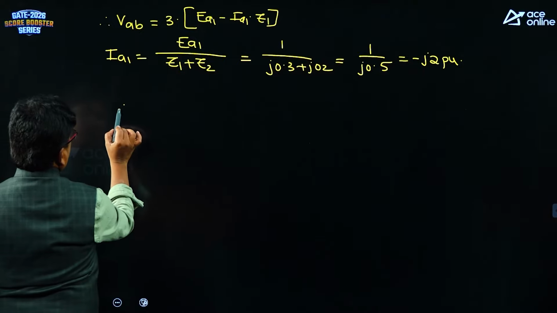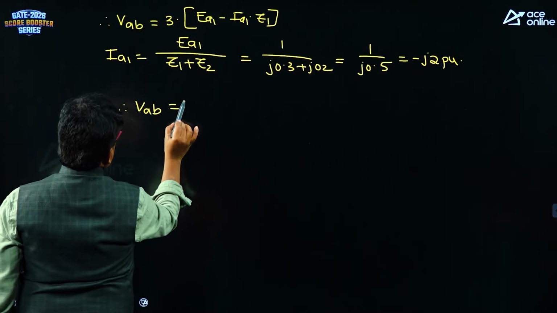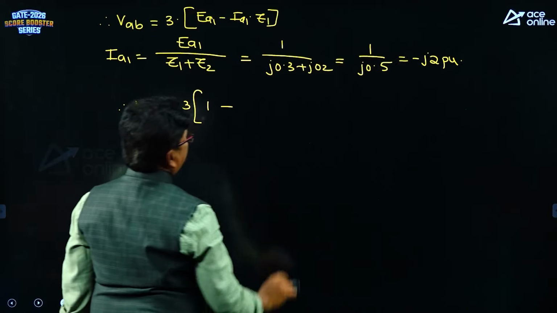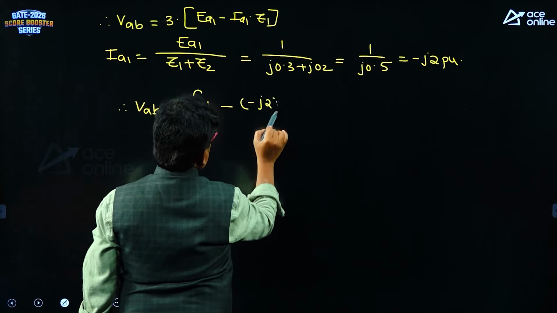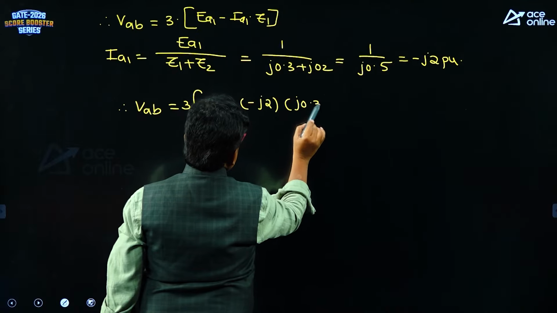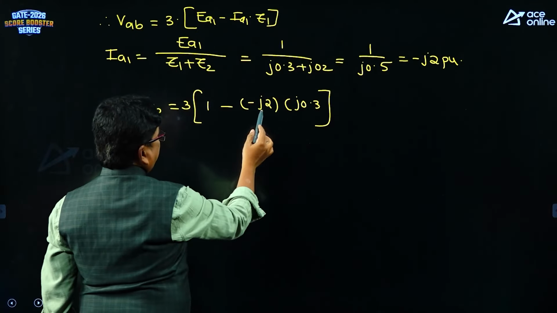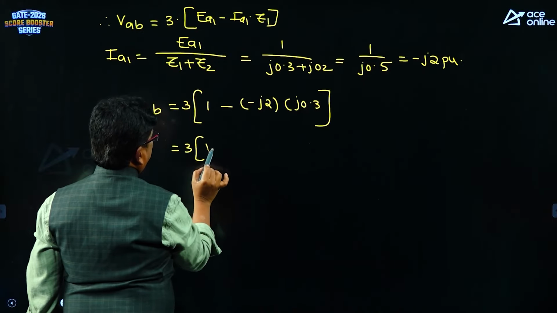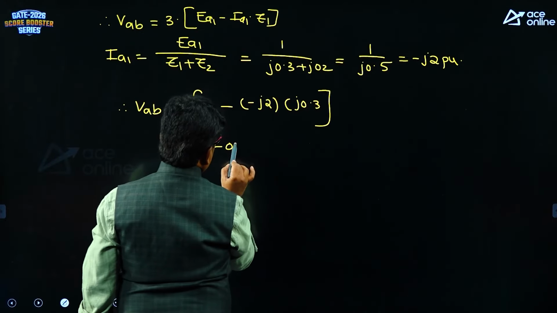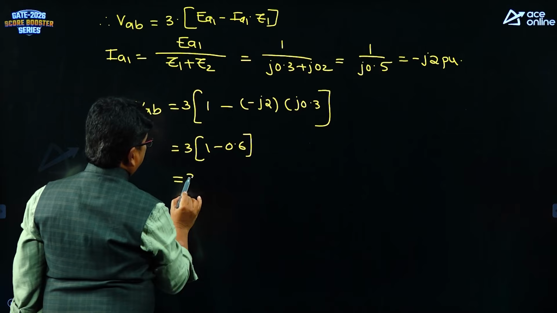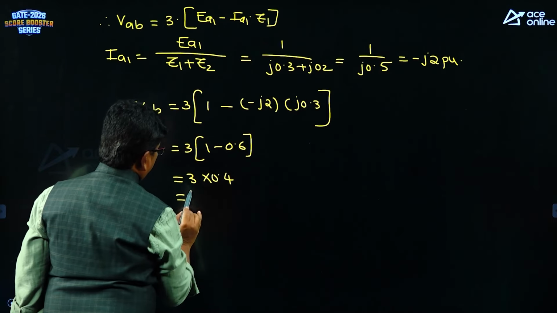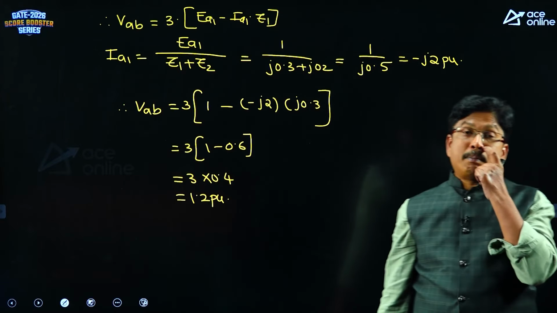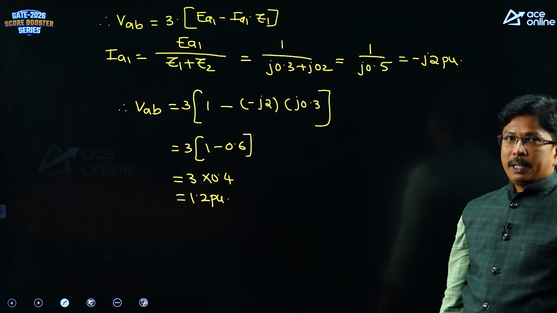Substitute the IA1 value here. Therefore, VAB is equivalent to 3 into EA1, which is 1, minus IA1, which is minus J2, into Z1, which is J0.3. So J into J square, minus into minus is plus, plus into minus is minus. This is 3 into 1 minus 0.6. It is 3 into 0.4, which is equivalent to 1.2 per unit. That is the value of VAB in per unit.